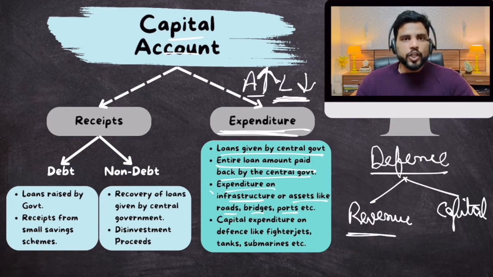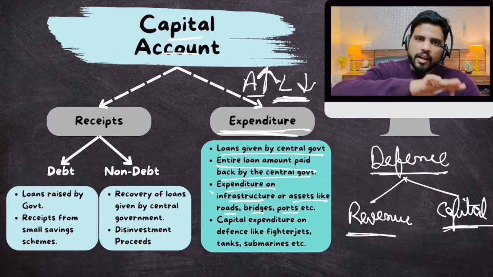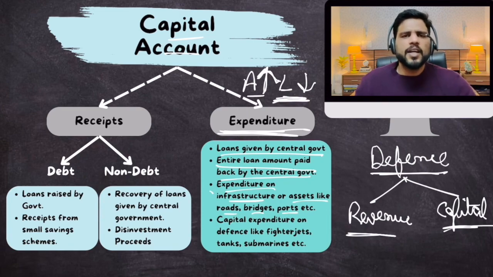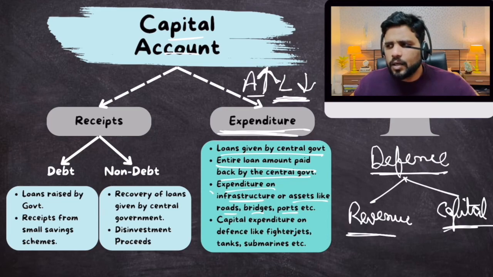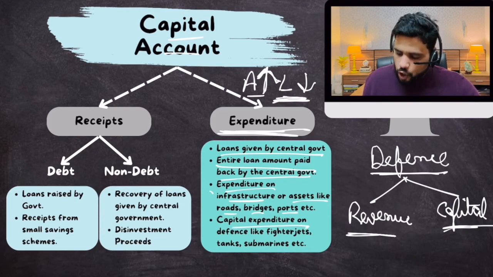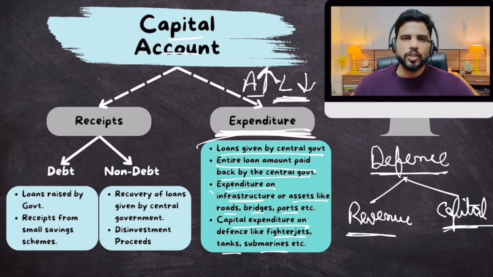But when government is buying a fighter jet, a tank, a submarine, an aircraft carrier, those are assets of the government. So that would be defense capital expenditure. So defense expenditure can come in both revenue and capital account. Depends on the type of expenditure. If you are buying defense related assets, defense capital expenditure. If you're just spending money on armed forces personnel, salaries, pensions, their provisioning for their food and supplies, all of that, revenue defense expenditure. So capital expenditure on defense like fighter jets, tanks, submarines, all are part of capital expenditure. Okay, this is the difference. Clear?